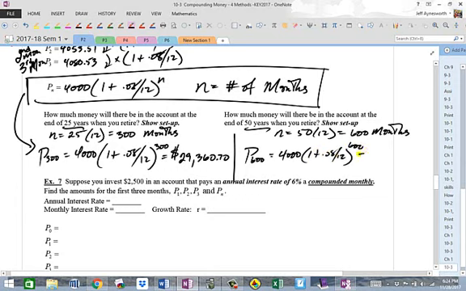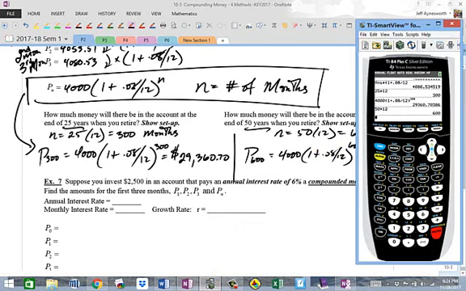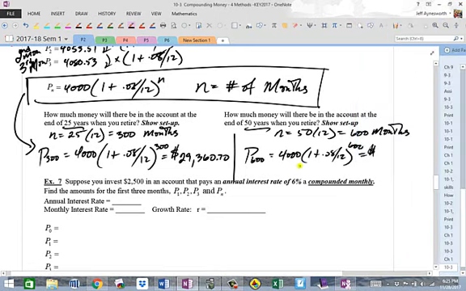So here we go. Oh, shoot, I didn't mean to do that. That's all right, I'm going to start over. So 4,000 times 1 plus 0.08 divided by 12, raise it to the 600 power. See, I made a mistake there. So I'm going to fix it. There we go. $215,512.73.